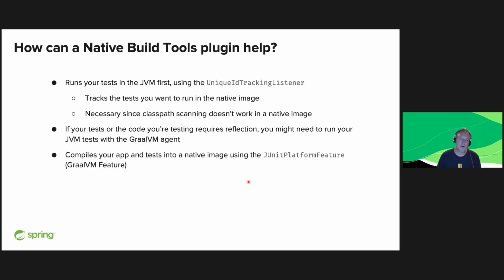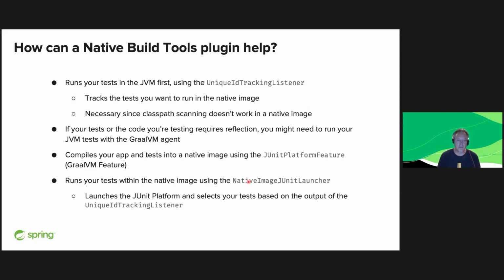So the plugin is going to compile your app and your tests into a single native image using the JUnit platform feature, which is a GraalVM concept of a feature that does certain things as the image is being built. And then the plugin is going to run your tests within the native image using the native image JUnit launcher. So that's basically the main class inside your test native image. It's going to start the JUnit platform, and it's going to select all your tests for you based on the output of that unique ID tracking listener. So that's how it all works as a big picture.